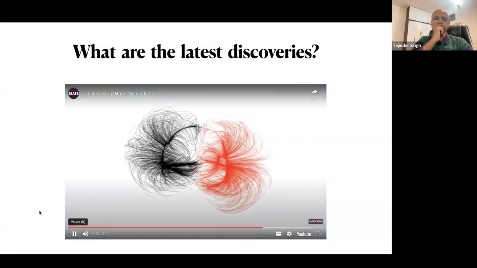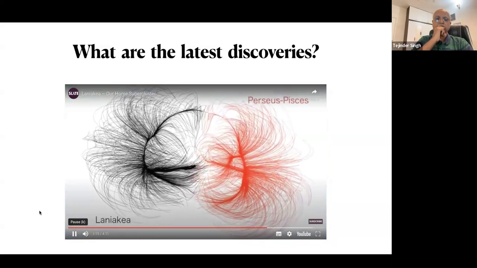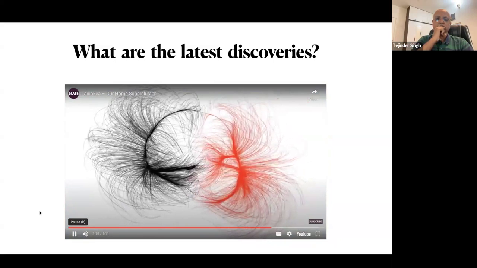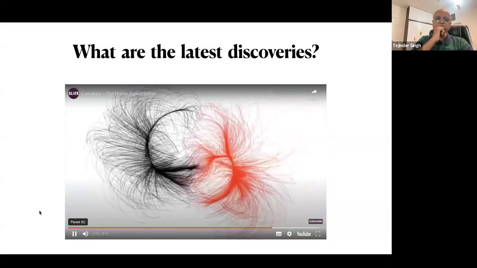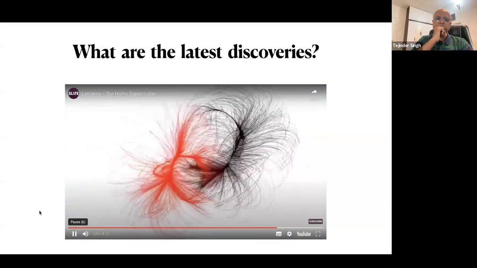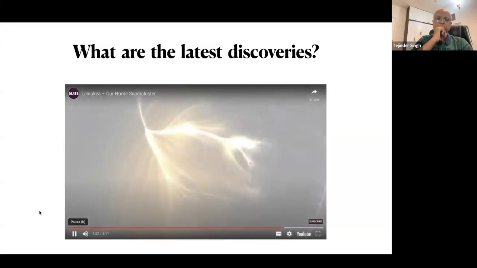Here's our supercluster in black and a neighboring structure, Perseus Pisces, in red. Scientists defined the boundary as the points where the flows of galaxies diverge, like water dividing at a watershed. This is where neighboring structures shear apart. This is the first clear definition of a supercluster.